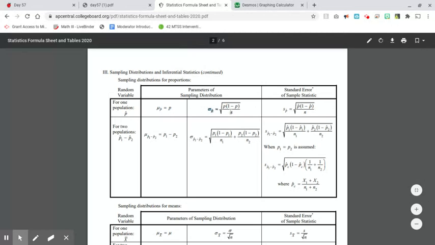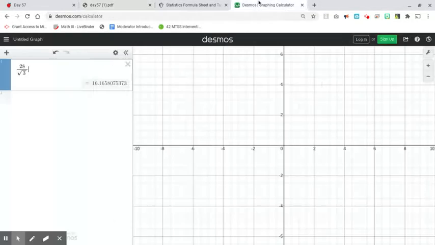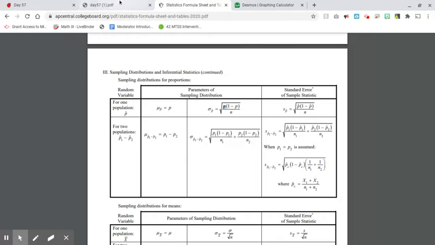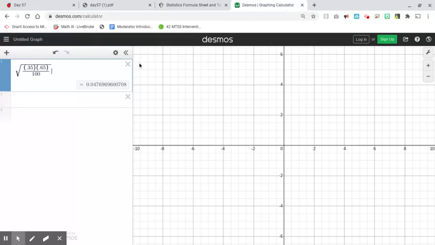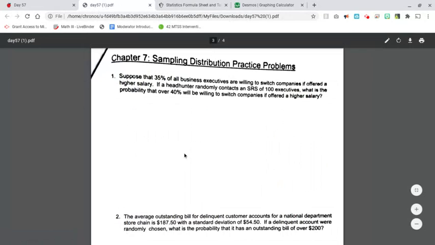So to find the standard deviation, we're going to do the square root of 0.35 times 1 minus 0.35 divided by n. So that would be the square root of 0.35 times 0.65 divided by 100. So our standard deviation now is 0.0477 if we round to 4 decimal places for proportions. 0.0477 would be our standard deviation.